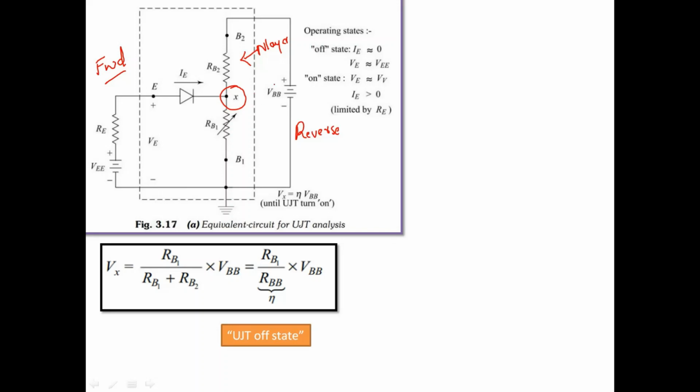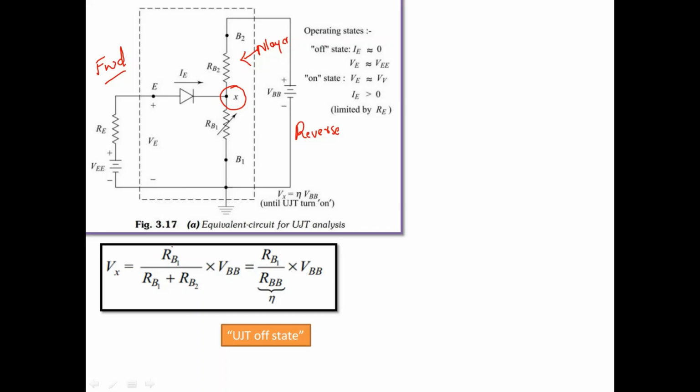You can easily apply the voltage divider theorem to find what voltage exists when the UJT is in off state. As per the voltage divider theorem, Vx will be measured with respect to the ground across RB1. So RB1 comes in the numerator, over the total resistance RB1 plus RB2, multiplied by the main supply voltage, that is VBB.